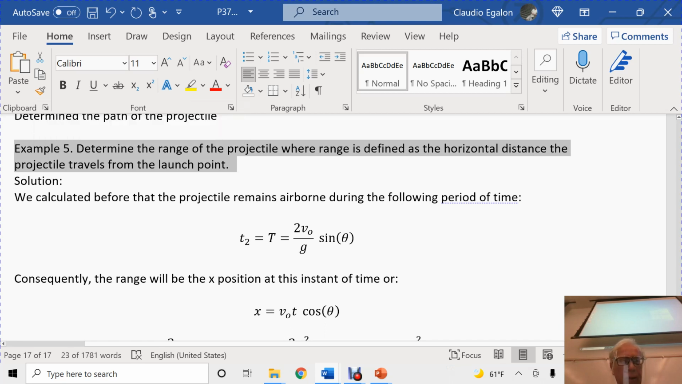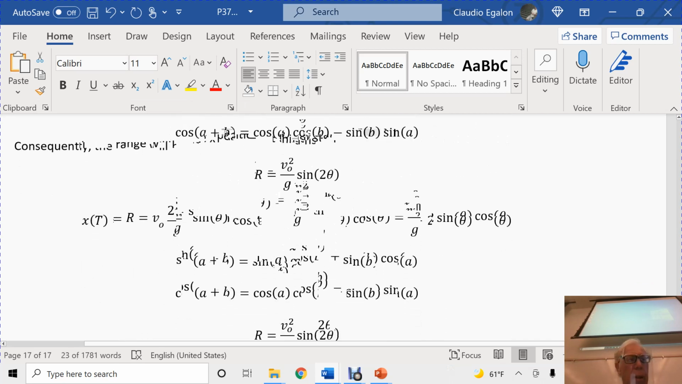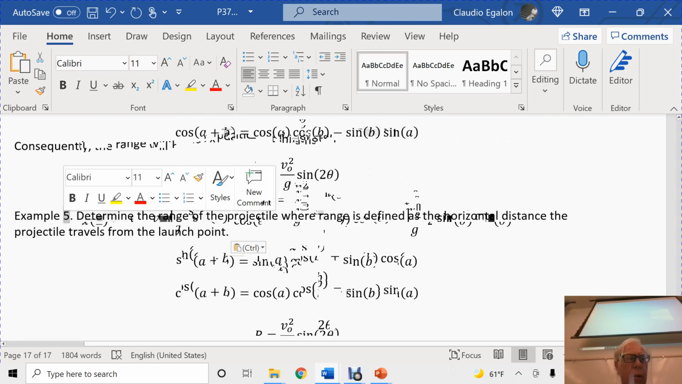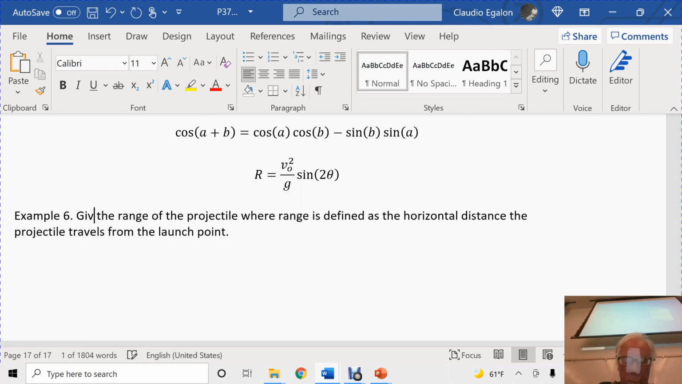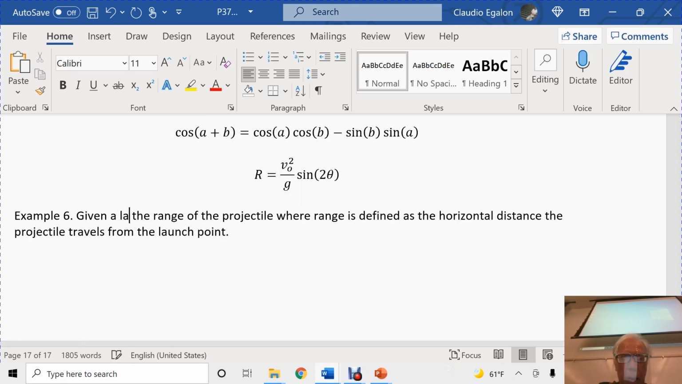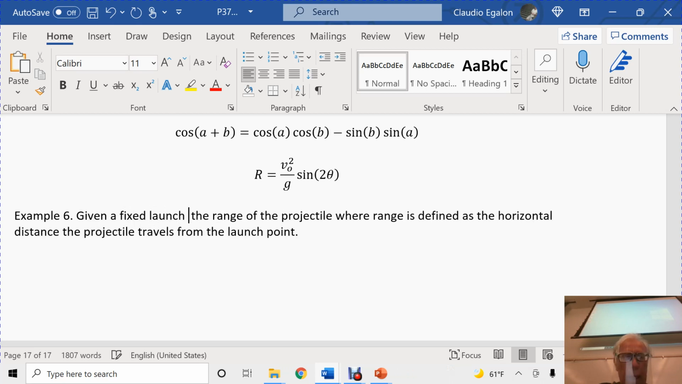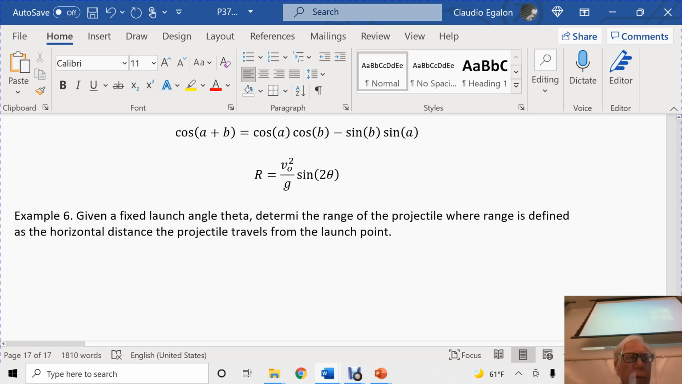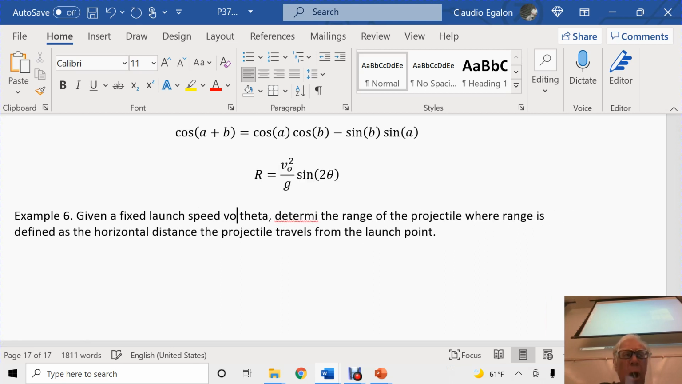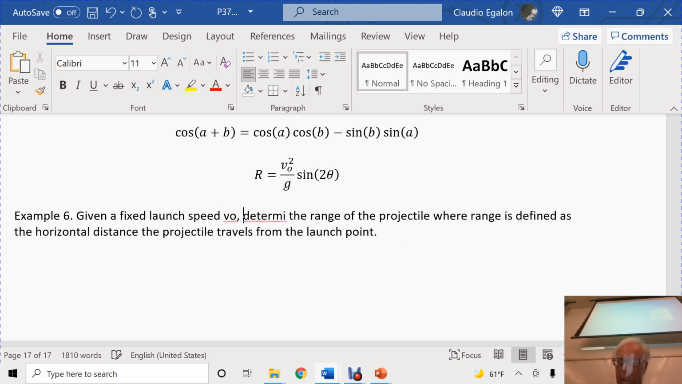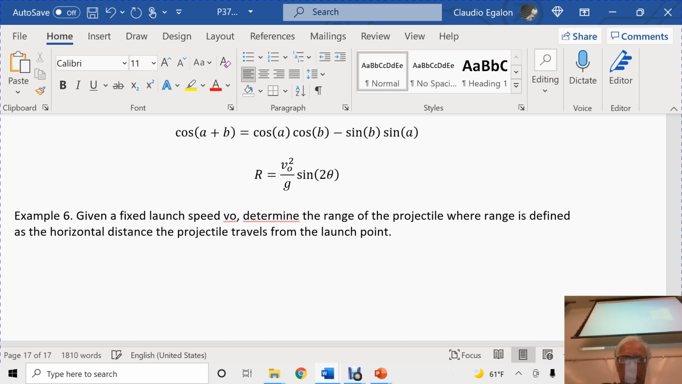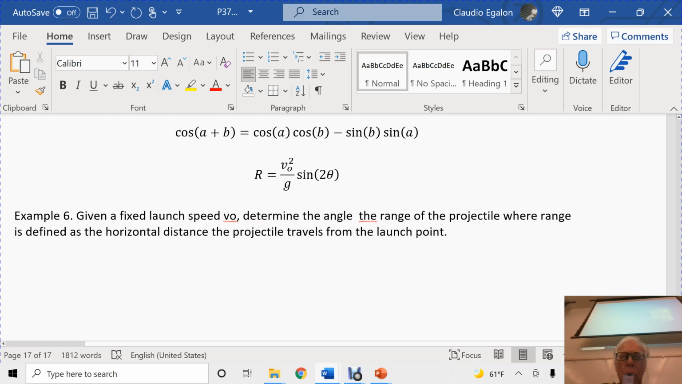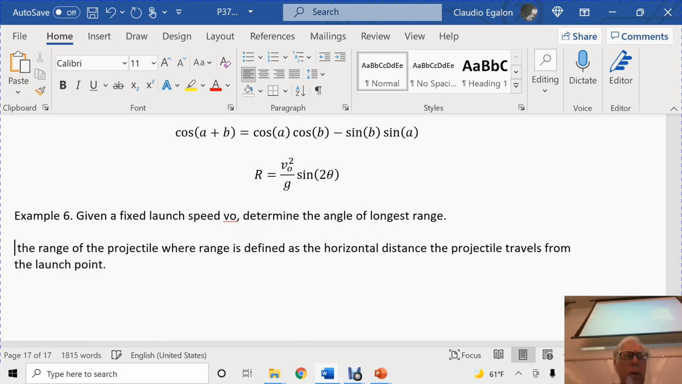Example 6. Given a fixed launch speed v naught, determine the angle of longest range. You already should know the answer for that, right?